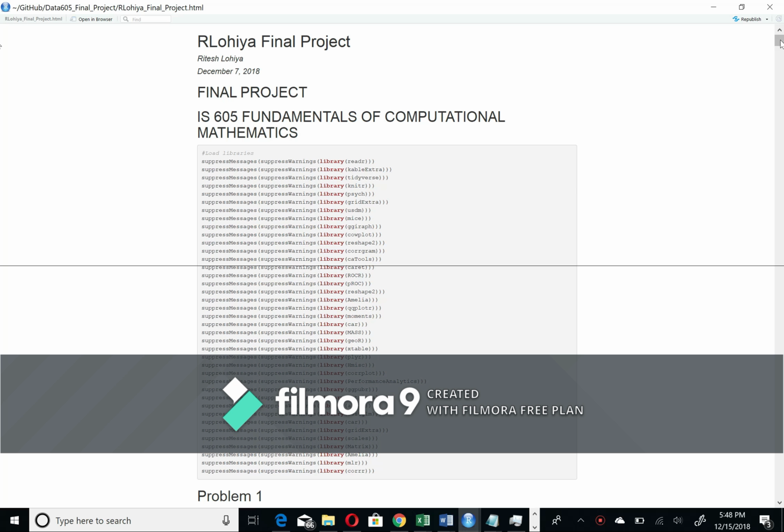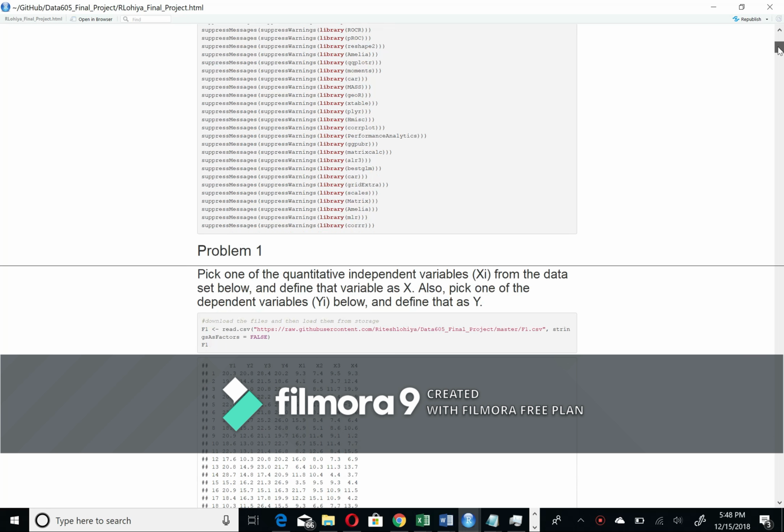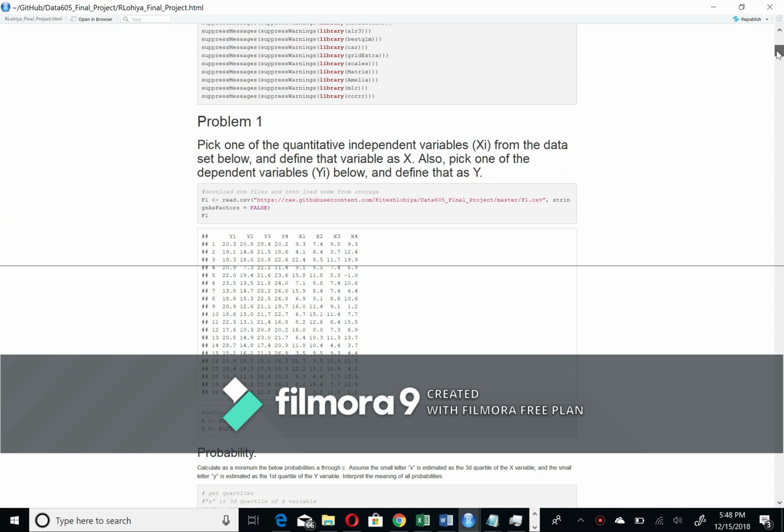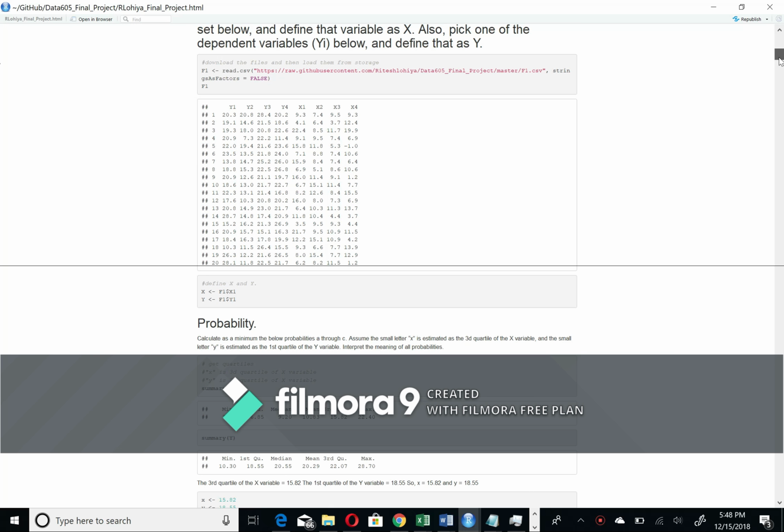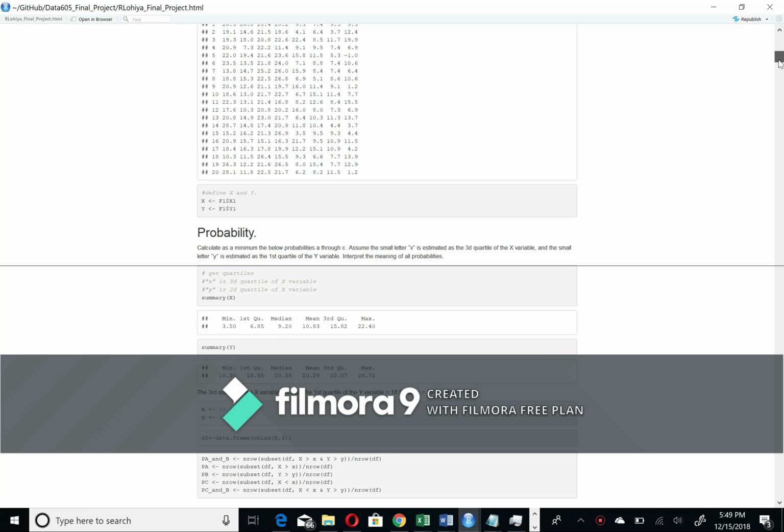You can see my screen. This is my RPub for the final project. Initially I downloaded all the libraries, and this is my problem one. Problem one is to pick one of the quantitative independent variables from the data set below and define that variable as x, and also pick one of the dependent variables below and define that as y. So I did that. I just created a small data set and assigned it to x and y.